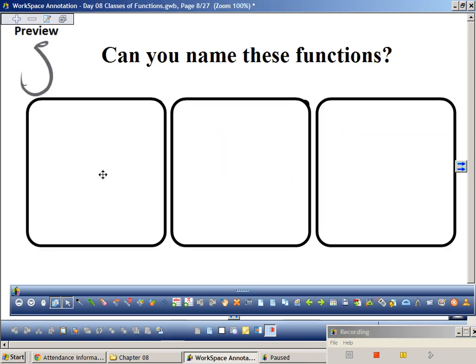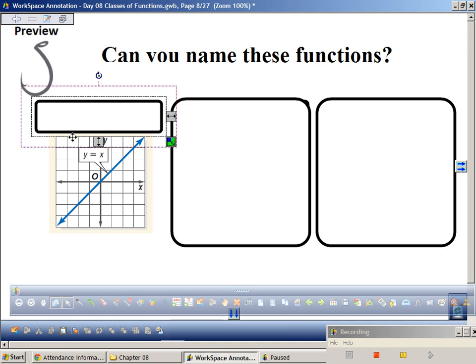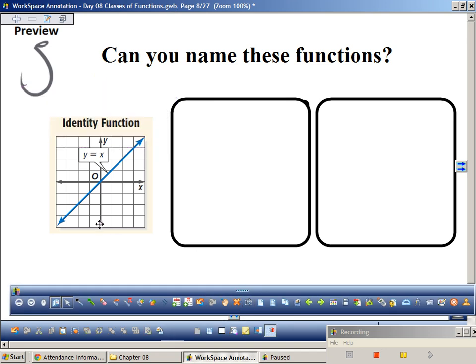Okay. Can you name these functions? It is a linear function, yes. It's a specific type of linear function. It is a parent graph, absolutely. That's what I would call it. But this is book specific. It's called an identity function. When something's x, it's also y.